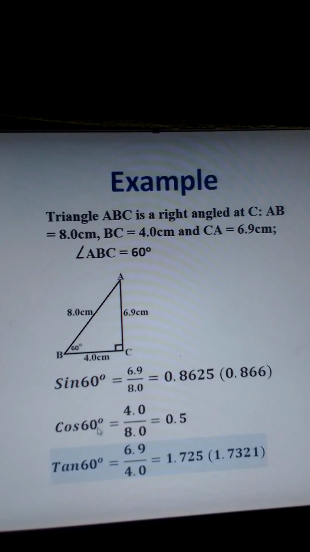The cosine of 60 degrees is equal to the adjacent side divided by the hypotenuse. That is 4 divided by 8. We get 0.5.